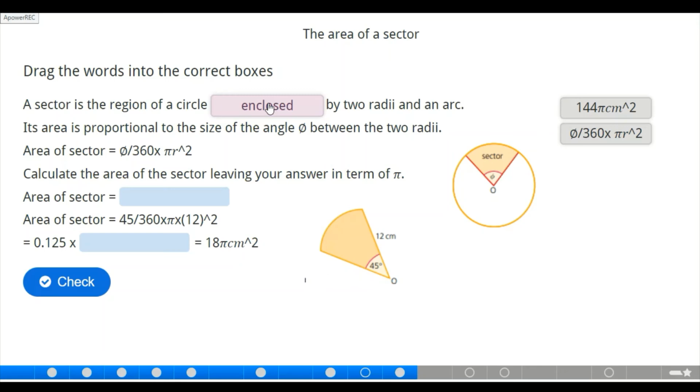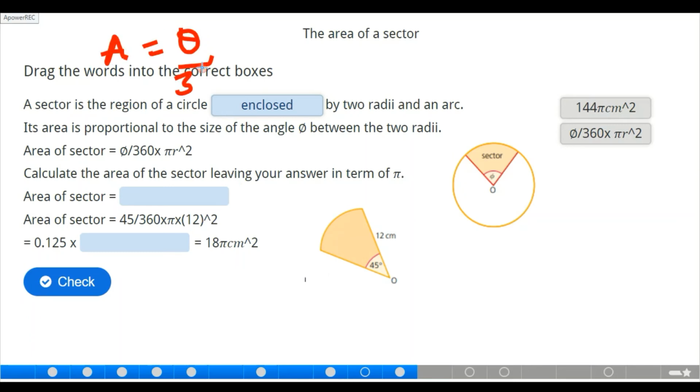Now, for us to calculate area of a sector, we calculate it as theta over 360 multiplied by area of a circle, which is pi r square. So we have an example here. Let's look at it. This is the sector, and we have our theta to be 45 degree, and we have our radius to be 12 centimeter. We have to calculate the area of that sector. So we employ the formula, which is A equals theta over 360 degree multiplied by pi r square.